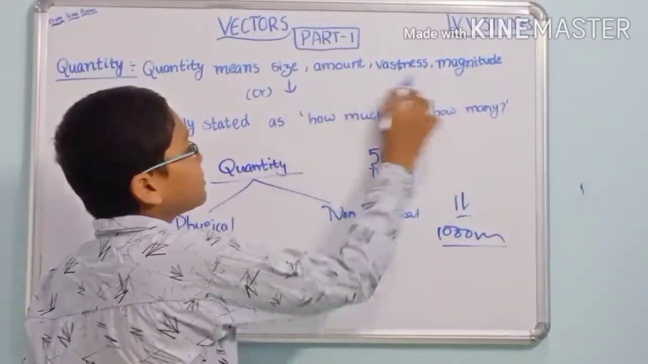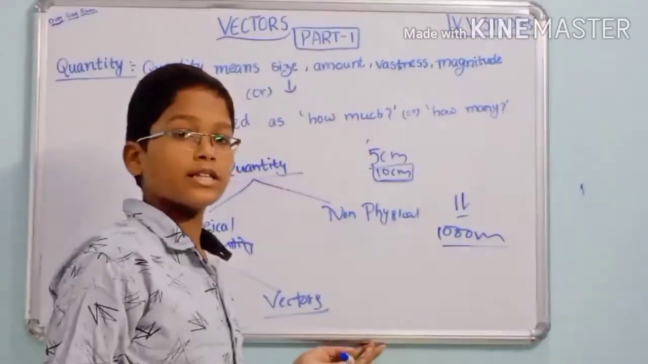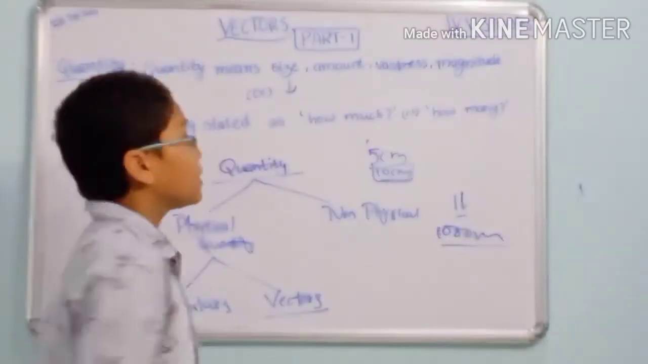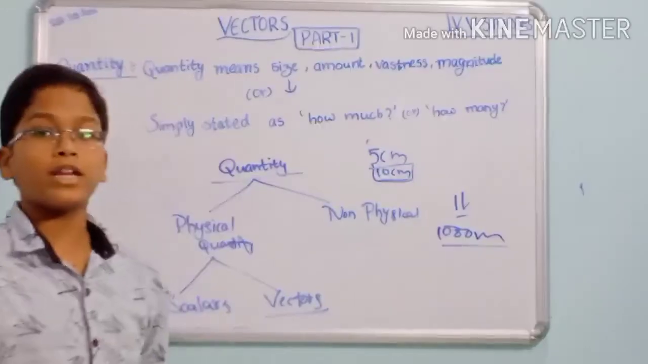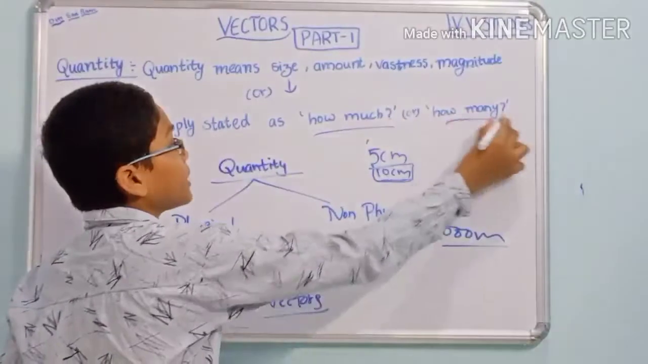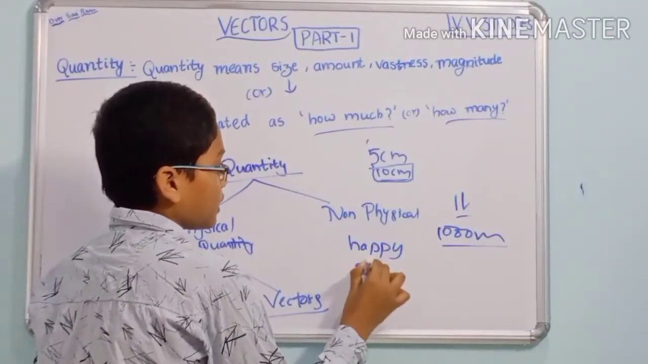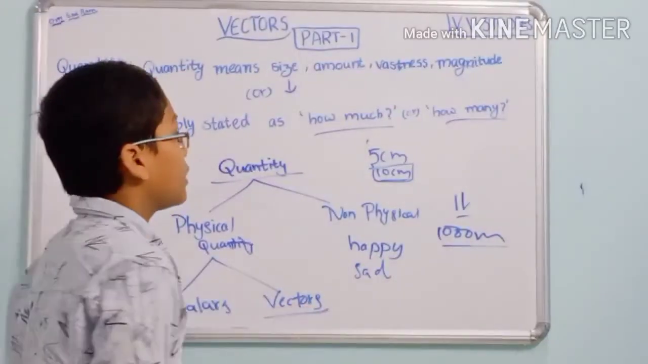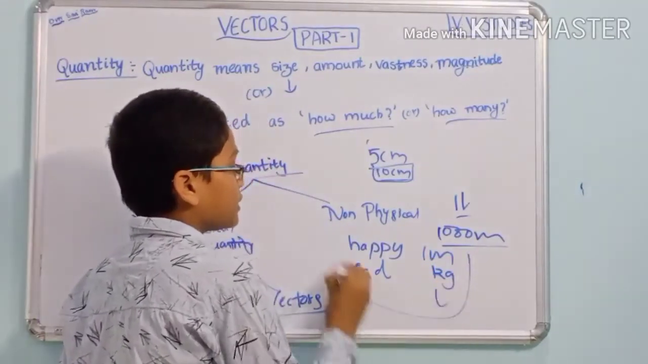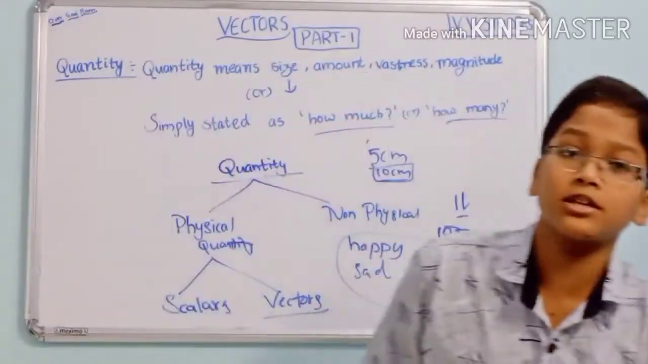Magnitude is also similar to these three. Magnitude means 5, 10, 1000, like that. That is quantity, or simply stated, how much or how many. Anything we can take. If you are feeling happy, you can tell how much happy you are feeling. Happiness, sadness, any feelings, or like 1 meter, kg, liter, anything. These all come under quantity.